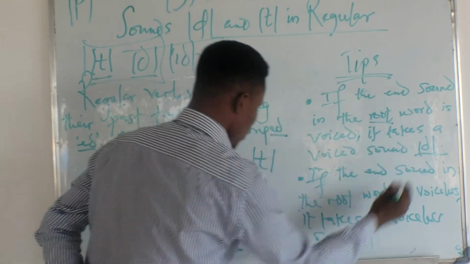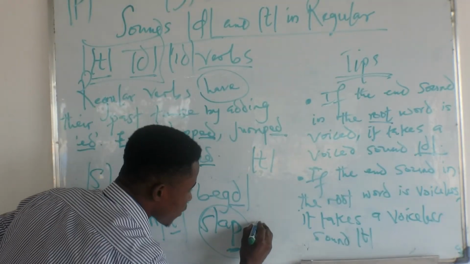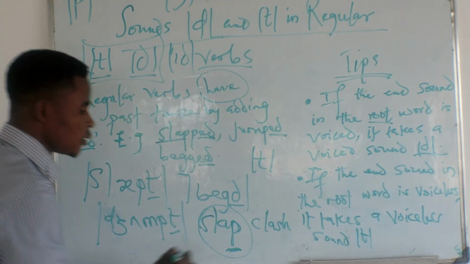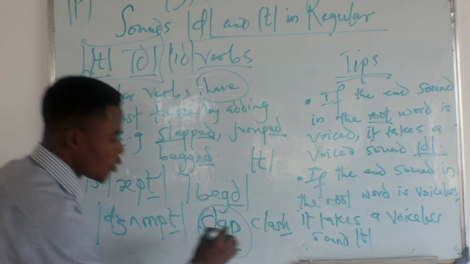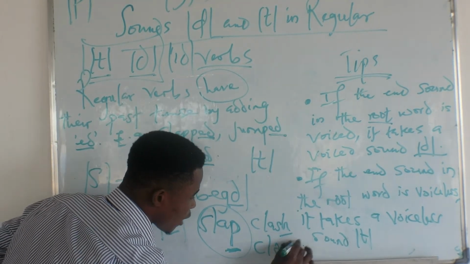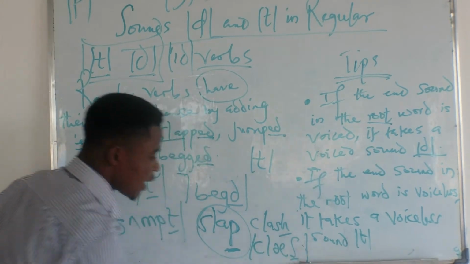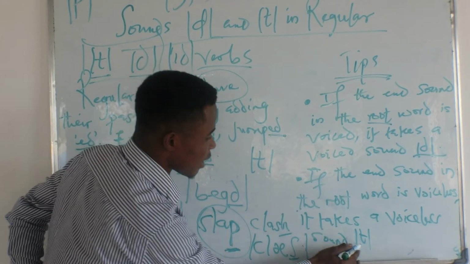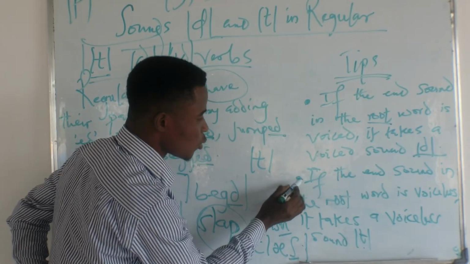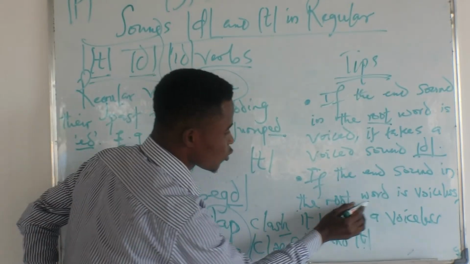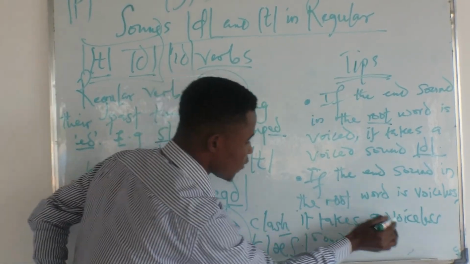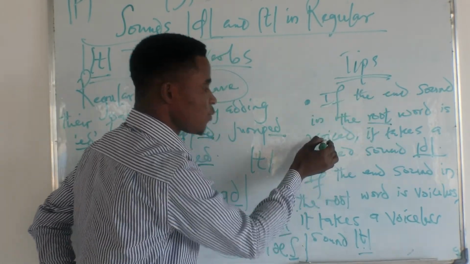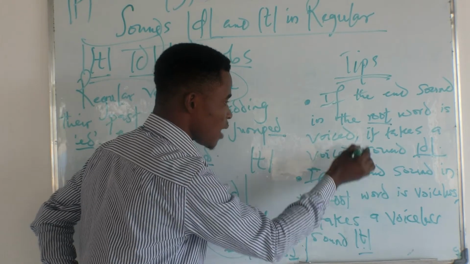So in words like clash, the end sound is sh, such that if we transcribe, we're going to have this sound sh. Therefore, since it is voiceless, it takes a voiceless sound in tip 2. If the end sound in the root word is voiceless, it takes a voiceless sound t. If the end sound in the root word is voiced, it takes a voiced sound d.